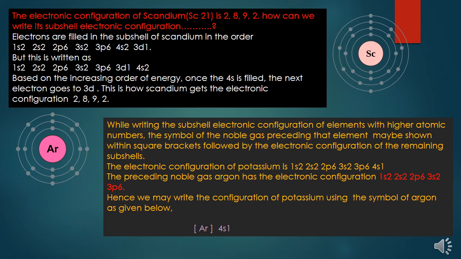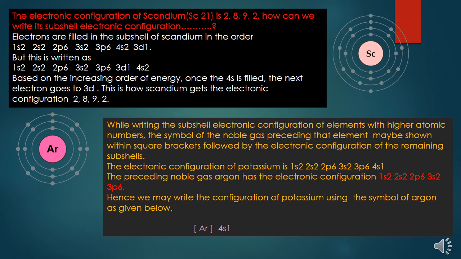Then how can we write the subshell electronic configuration for scandium? Electrons are filled in the subshells for scandium in the order 1s2, 2s2, 2p6, 3s2, 3p6, 4s2 and 3d1. But this is written as 1s2, 2s2, 2p6, 3s2, 3p6, 3d1 and 4s2. Why? Based on the increasing order of energy, once the 4s is filled, the next electron goes to the 3d orbital. This is how scandium gets the electronic configuration 2, 8, 9, 2.